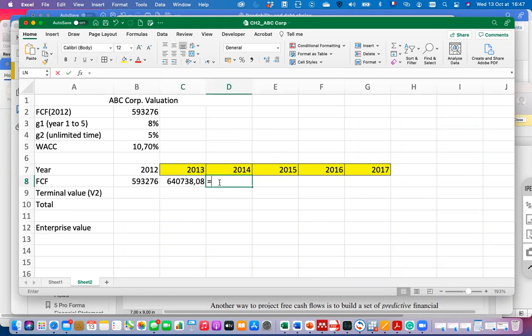Now 2014, same thing, is nothing but the cash flow for the year before. I just explain the method: each year is the previous year times 1 plus 8%. 1 plus, once again, 8%. Don't forget the dollar sign. And then we can just scroll to the right-hand side. This is the formula text.